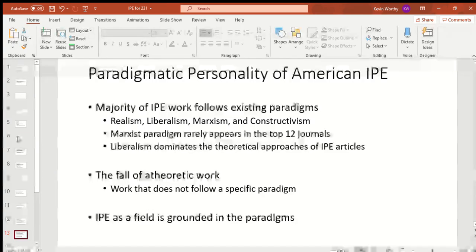So IPE as a field is grounded in paradigms. We want to make sure we focus in on that. And as we move forward, we want to make sure that we see, okay, what paradigm are they using to make these arguments, right? What is driving their expectations?